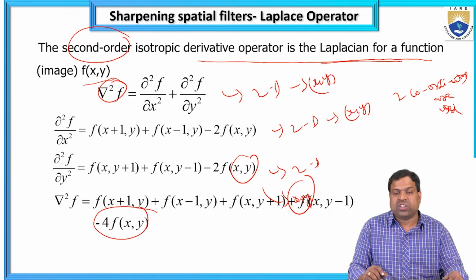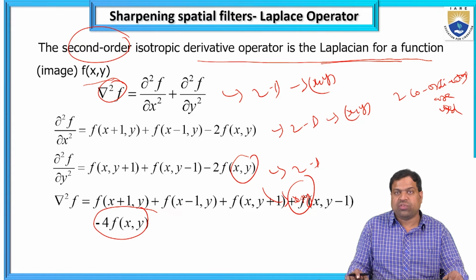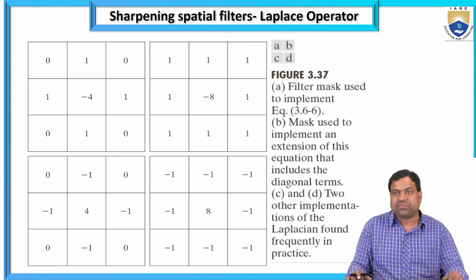Delta square f equals f of x plus 1 comma y plus f of x minus 1 comma y plus f of x comma y plus 1 plus f of x comma y minus 1 minus 4 into f of x comma y. So it is a second order isotropic derivative operator using the Laplacian function.